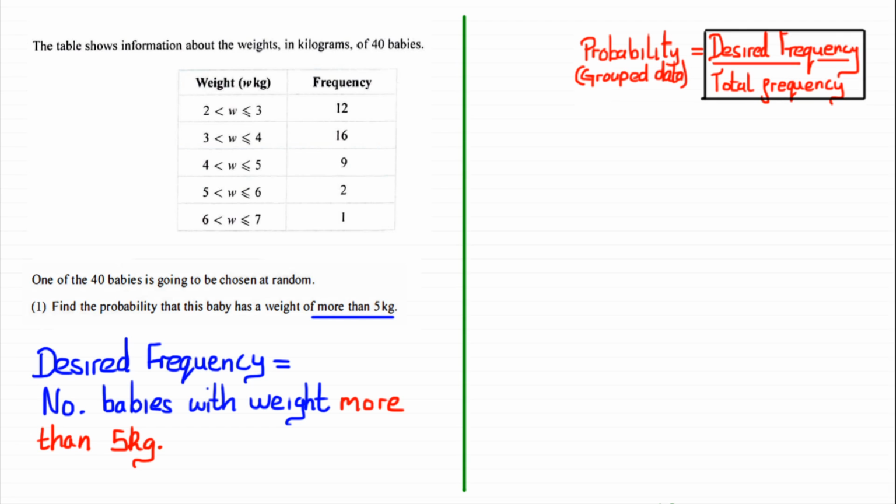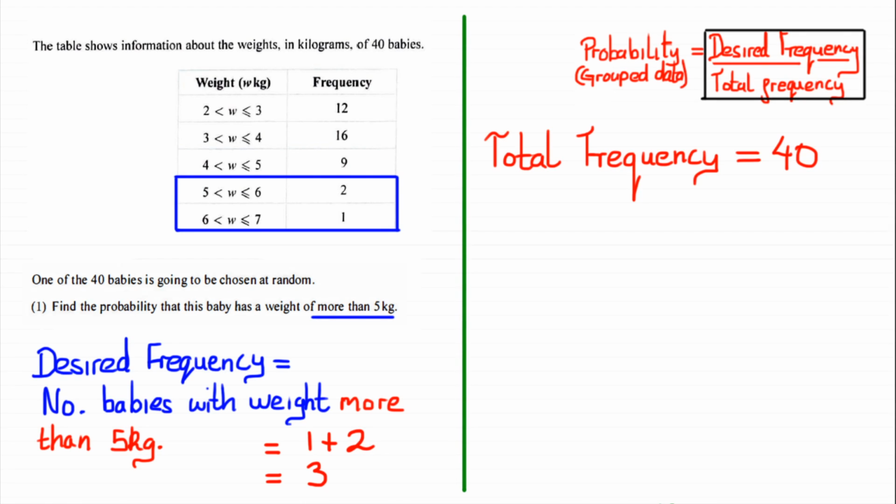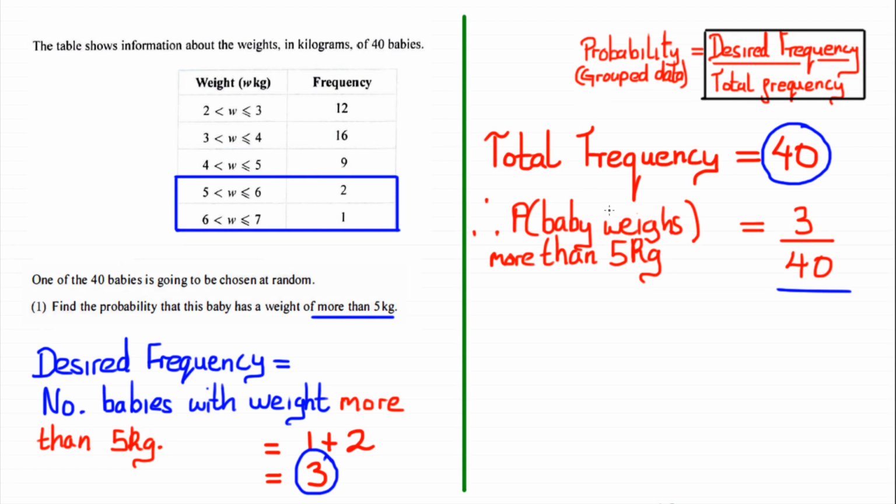So how do you do that in this type of question? You first of all highlight the class that is desired. So a weight greater than 5 kg, you highlight that class. You then simply sum up the frequencies which are within that interval. So 1 plus 2 or 2 plus 1 is equal to 3, and we've simply found our desired frequency. Now to find the total frequency is really, really easy, because it's given in the question. We're told that there are 40 babies, and another way you can calculate the total frequency is by simply summing up all your frequencies in the table. So the total frequency is equal to 40, and therefore our final answer for the probability of babies that weigh more than 5 kg is equal to 3 over 40.